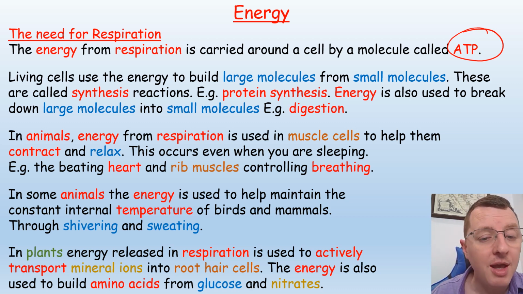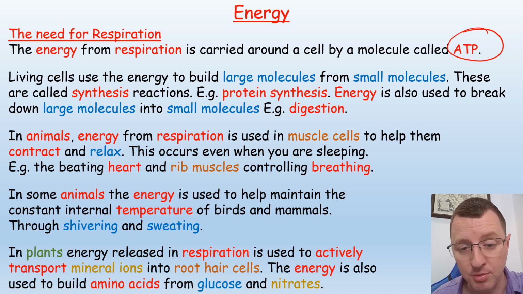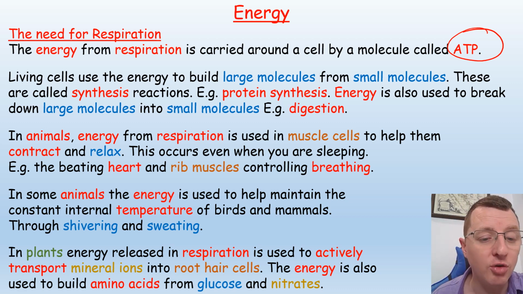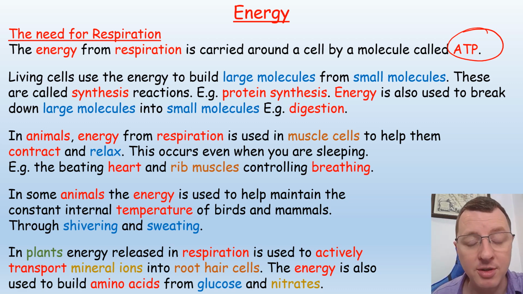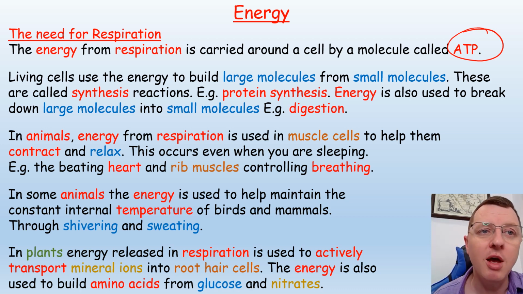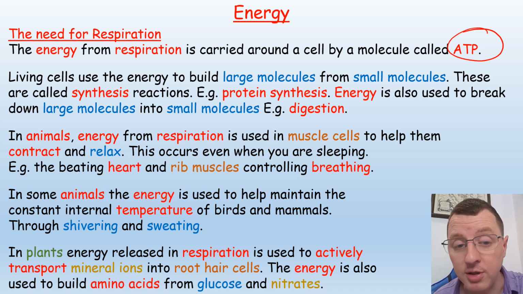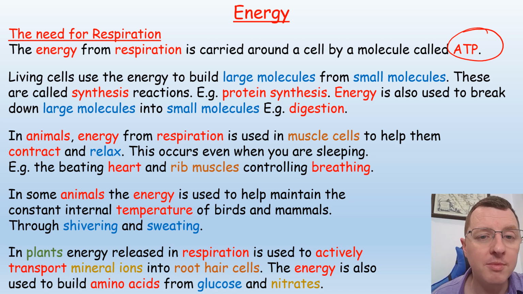And in plants, energy released in respiration is used to actively transport minerals into root hair cells. And the energy is also used to build amino acids if we take the mineral nitrates and we combine that with glucose, which has been produced in photosynthesis. So you can make amino acids and therefore proteins within plant cells. So there are a large number of different uses for the energy released in respiration.